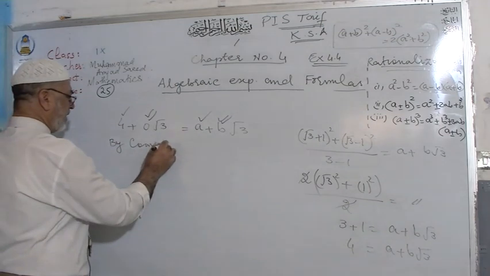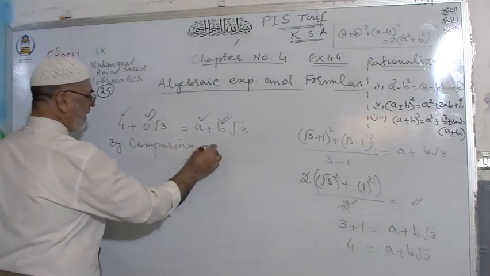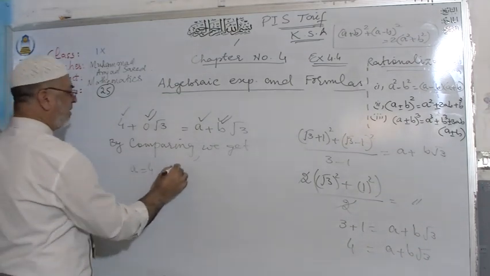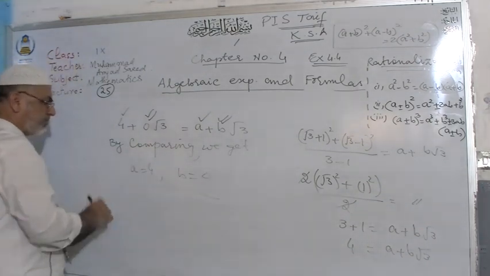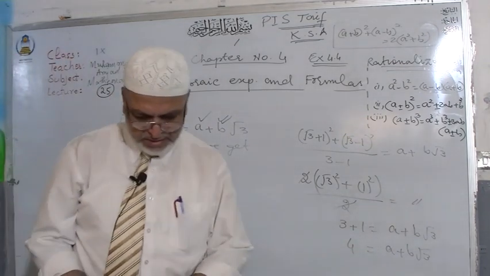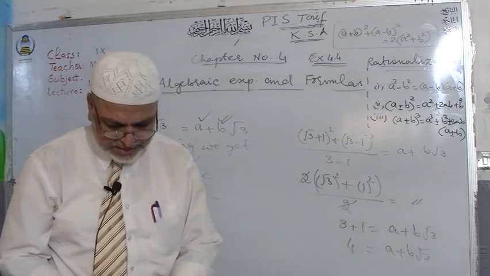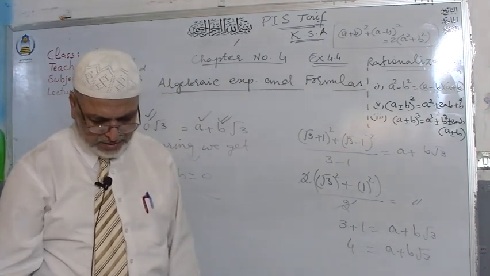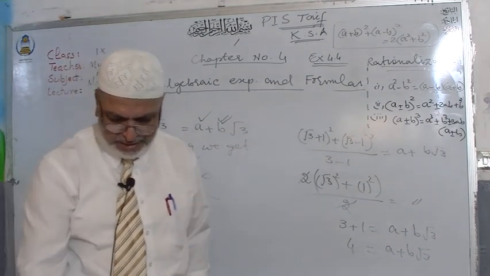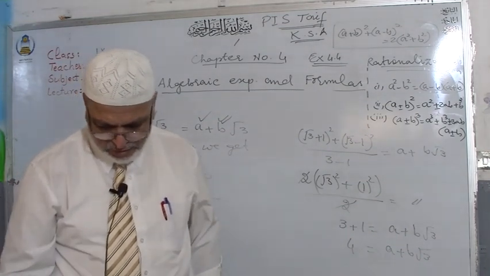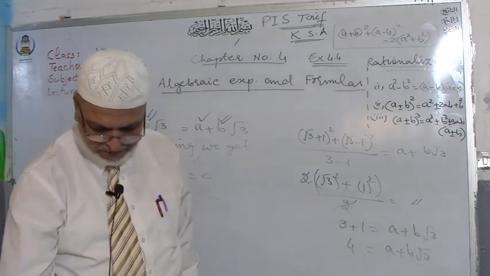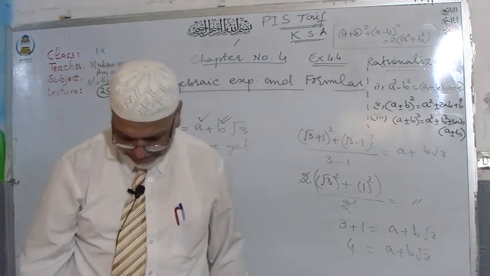By comparing, we get a is equal to 4 and b is equal to 0. That is your answer. Dear students, exercise 4.4 with this question number 6 is finished, and after that you can check your review exercise.